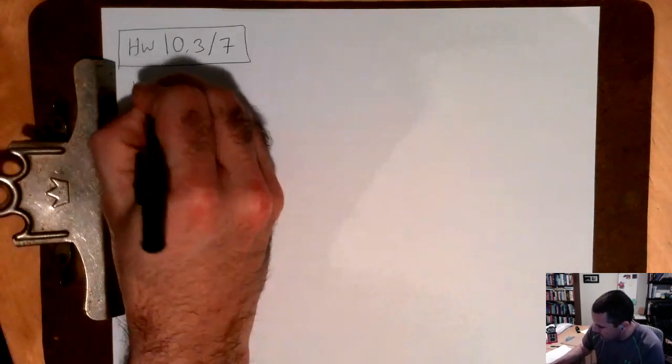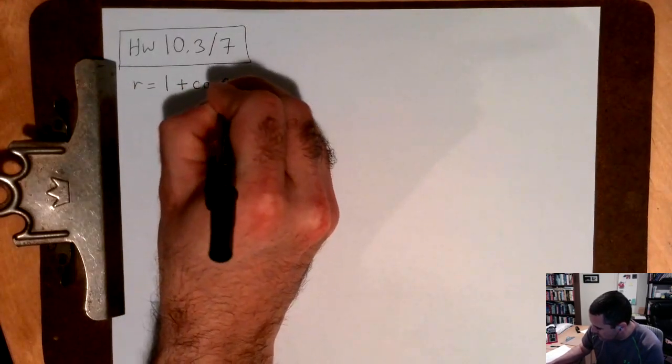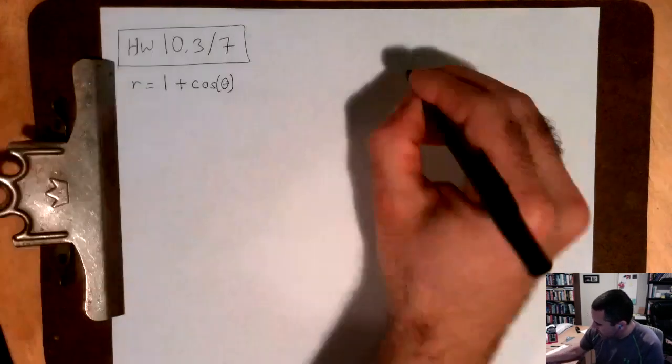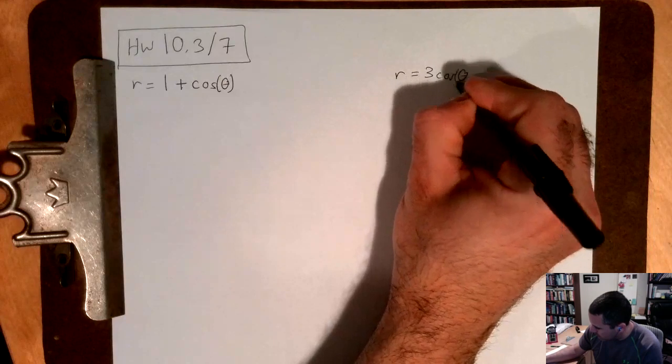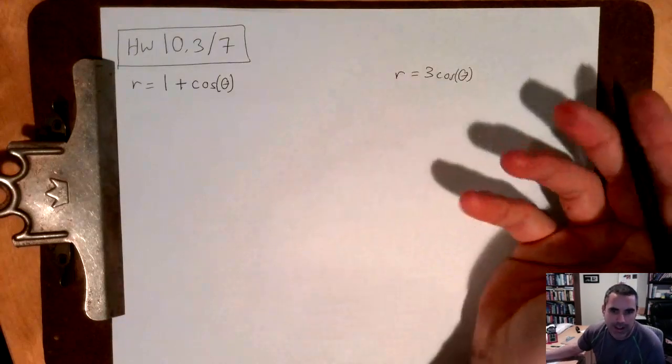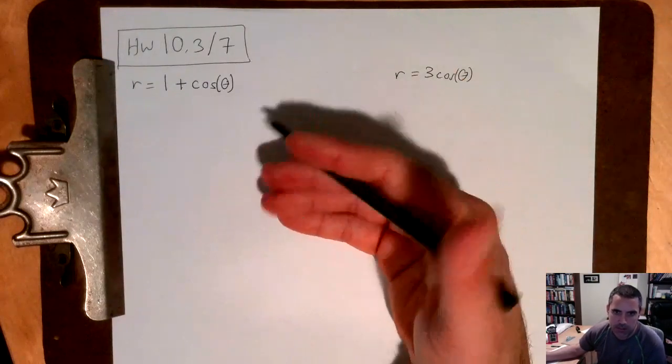So the two functions in question are this and this. So in this video I'm not going to talk about solving the problem, but I am going to talk about the graphs. Just a quick analysis of the graphs.